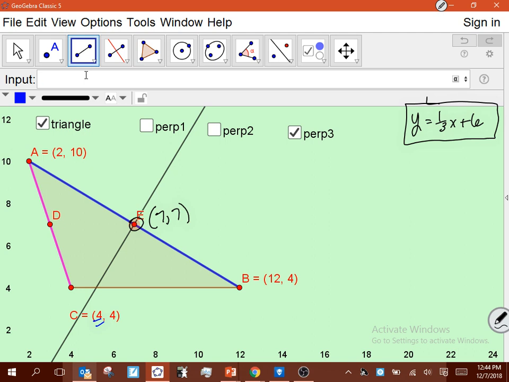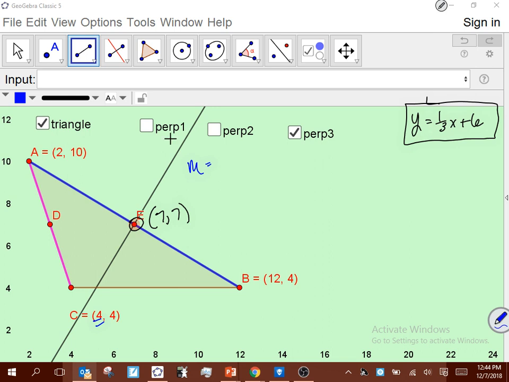Now I need the slope of that black line, right? But we can't find the slope of the black line because we don't have 2 points on it. So we find the slope of the blue one. Find the slope of the blue one would be taking 10 minus 4, so y2 minus y1 over x2 minus x1. So 2 minus 12. So I've got now 6 over negative 10.